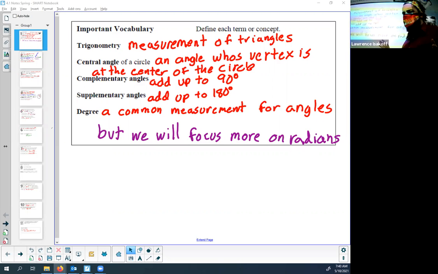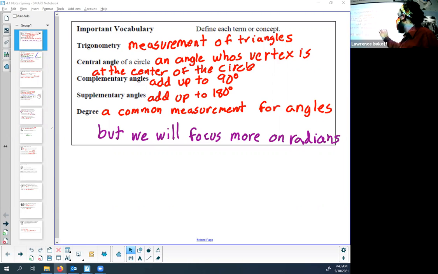So let's start. What is trigonometry? Trigonometry is the measurement of triangles. The central angle of a circle is an angle whose vertex is at the center of the circle. If I talk about complementary angles, those are angles that add up to 90 degrees or pi over 2 radians. If I talk about supplementary angles, they add up to 180 degrees or pi radians.